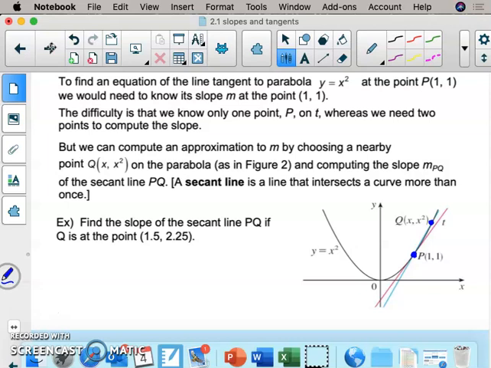So here's what I want you to do. I want you to take a minute and find the slope, no calculators. Find the slope from point P, which is at 1, 1, to point Q, which is 1.5, 2.25. No calculators, no decimals in your answer. Are you ready? Begin.